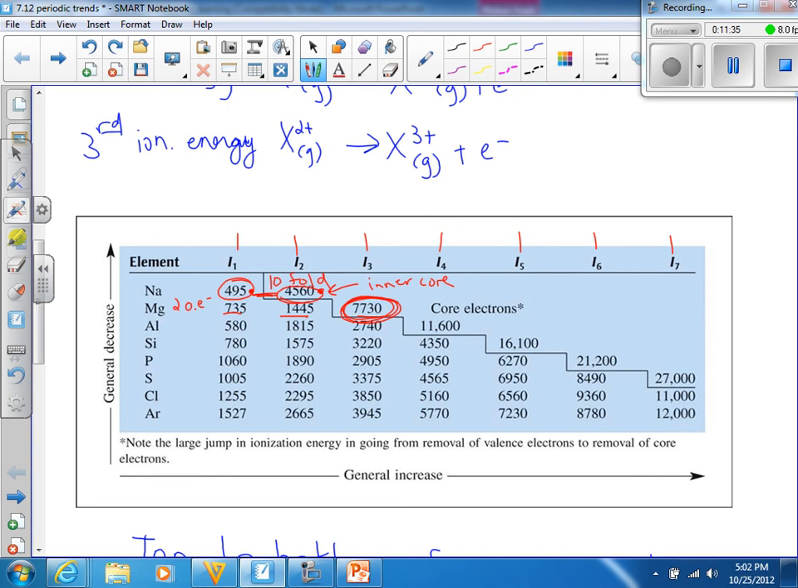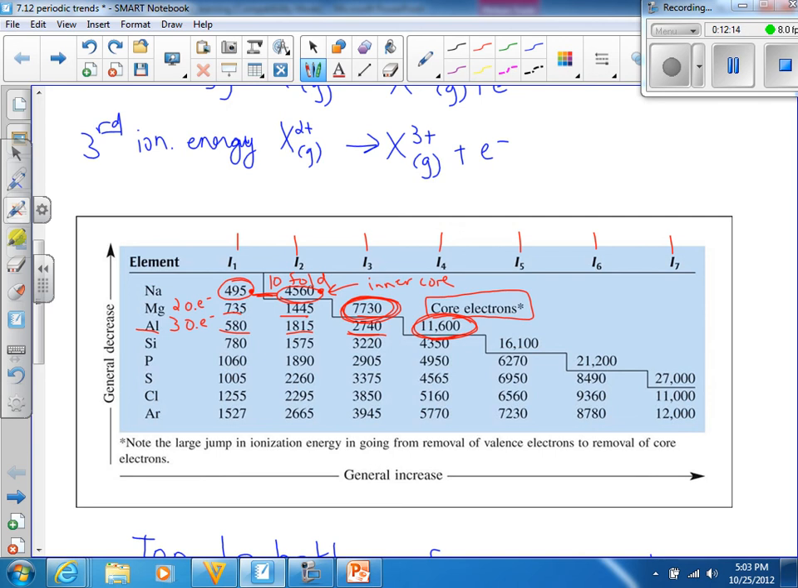Now, how many outer electrons does aluminum have? Hopefully you can see aluminum has 3 outer electrons. So we remove the first, the second, the third electron, and ionization energy is increasing when we go from first to second to third. But notice, all of a sudden, there's this four-fold increase when we go from the third to the fourth ionization energy. Because for the fourth ionization energy for aluminum, we're removing a core electron. So that first core electron that you remove, it takes a lot of energy.